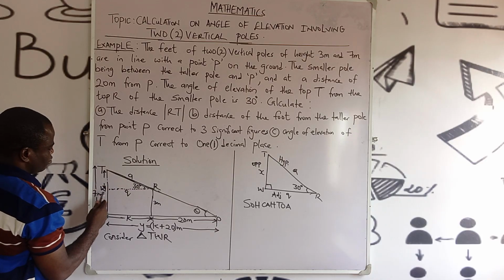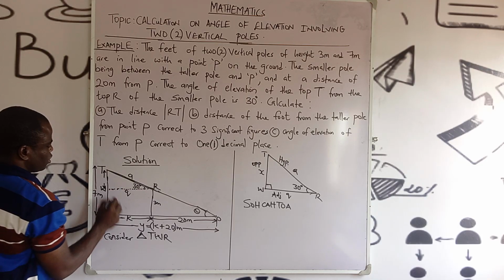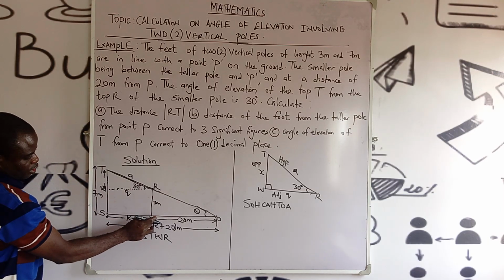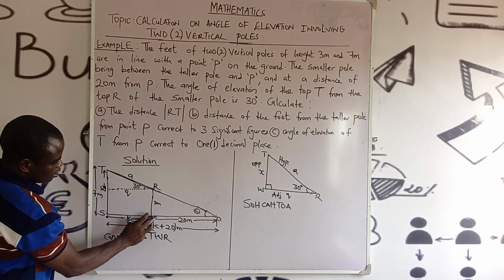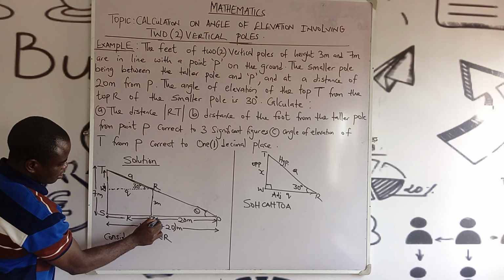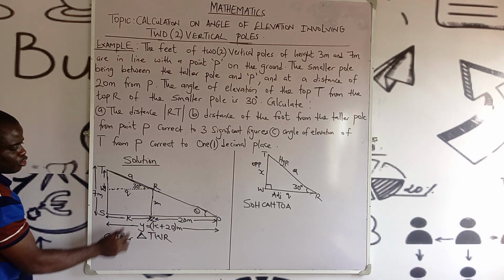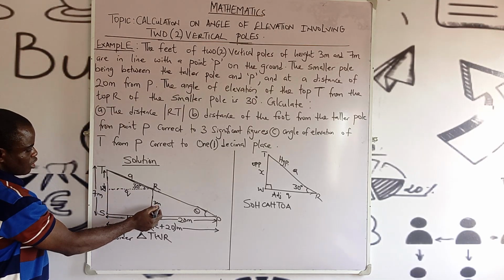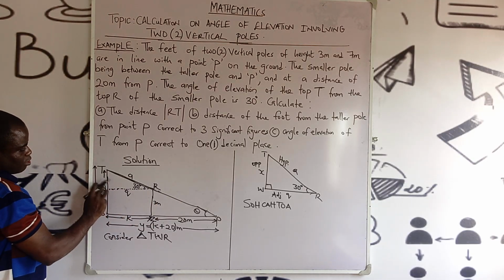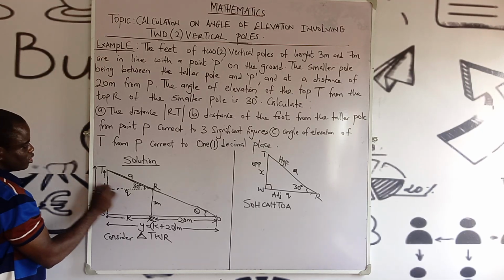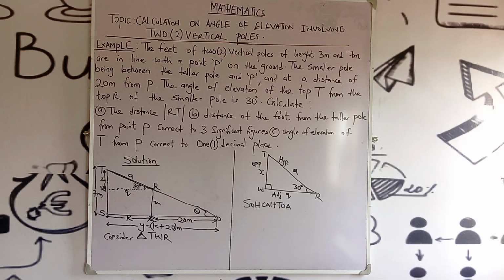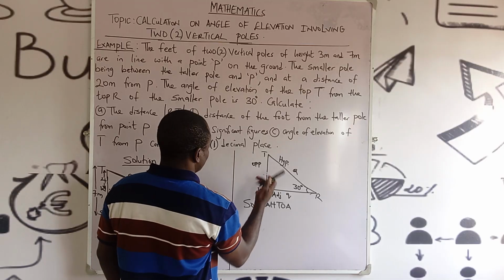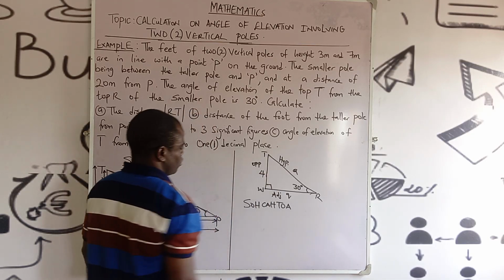Our x is 7 minus 3, since the total length is 7. From this point, let's call it RZ. The smaller pole is RZ, and you remove the smaller pole from the taller pole to know the distance left. 7 minus 3, you have 4. That means we know our x, this distance TW, to be 4.